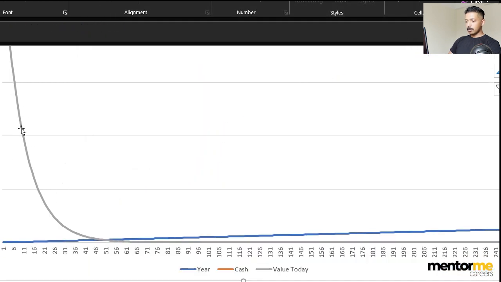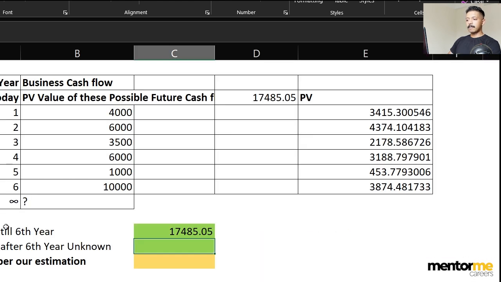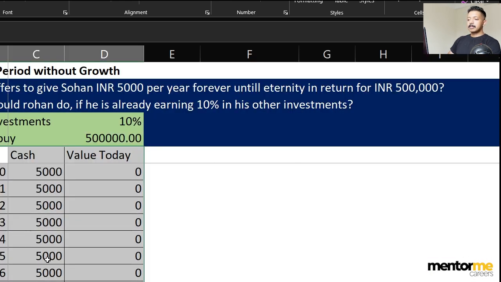Fine. So now look at what is happening to the gray lines. That is the value of money, the present value. It is slowly going to zero. That means after a certain time, the money value is nothing, right? You can see out here.